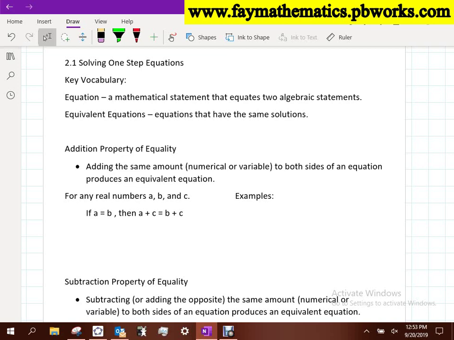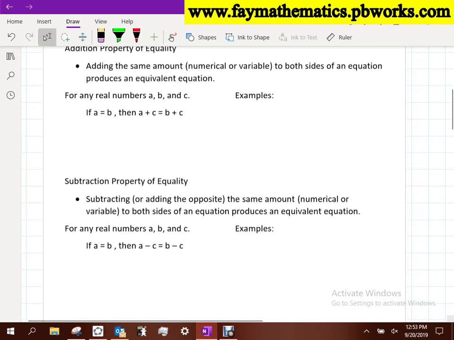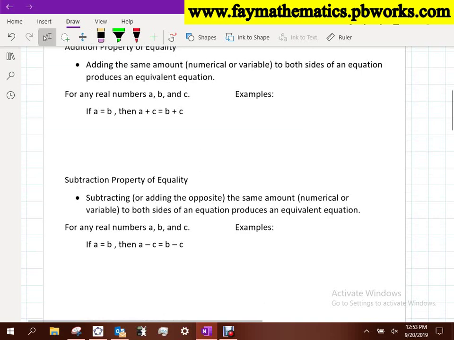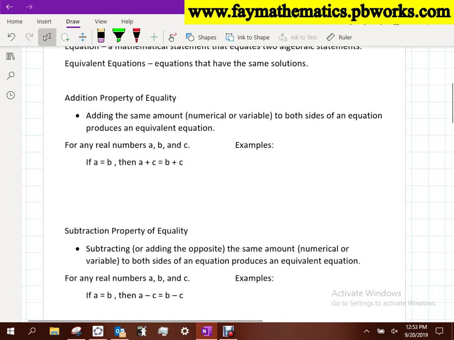All right, so the addition property of equality. We're going to talk about four properties of equality here: addition, subtraction, multiplication, division. And the idea is that they're of equality. That means I'm going to start with something that is equal, and I'm going to do something, and we'll still get a result that is equal. Now, a result might be different than what I started with, but it's still going to be a true statement.